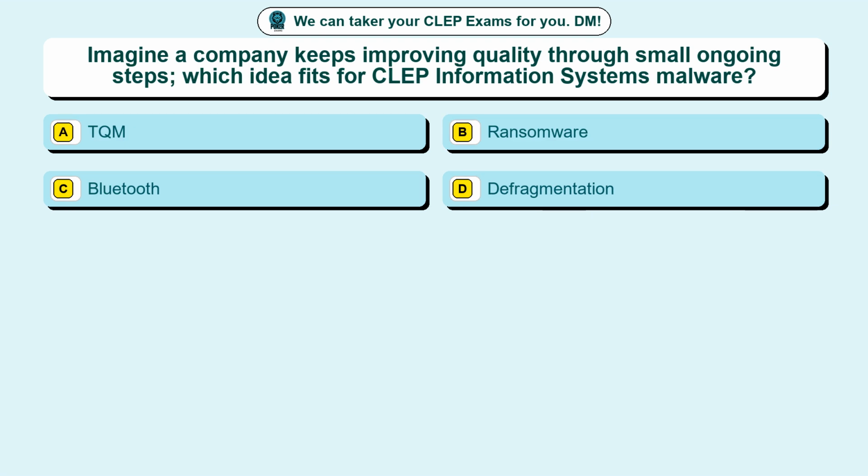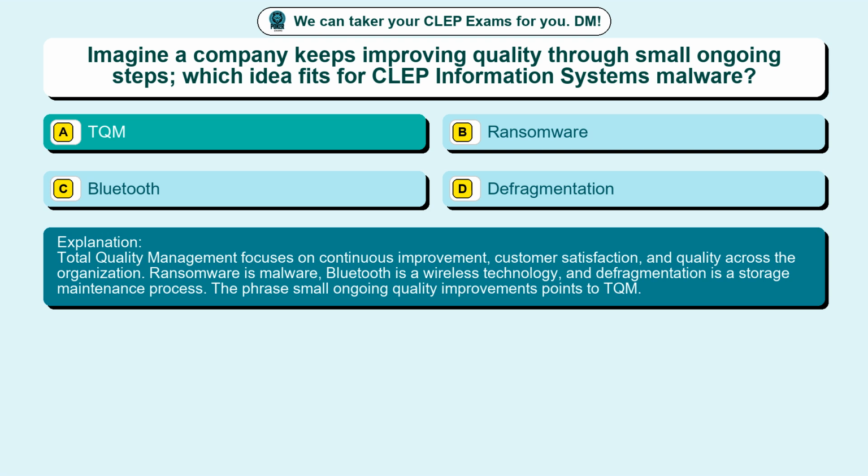Question 18. Imagine a company keeps improving quality through small ongoing steps. Which idea fits for CLEP Information Systems malware? Option A. TQM. Option B. Ransomware. Option C. Bluetooth. Option D. Defragmentation. The correct answer is option A. TQM. Total quality management focuses on continuous improvement, customer satisfaction, and quality across the organization. Ransomware is malware, Bluetooth is a wireless technology, and defragmentation is a storage maintenance process. The phrase small ongoing quality improvements points to TQM.